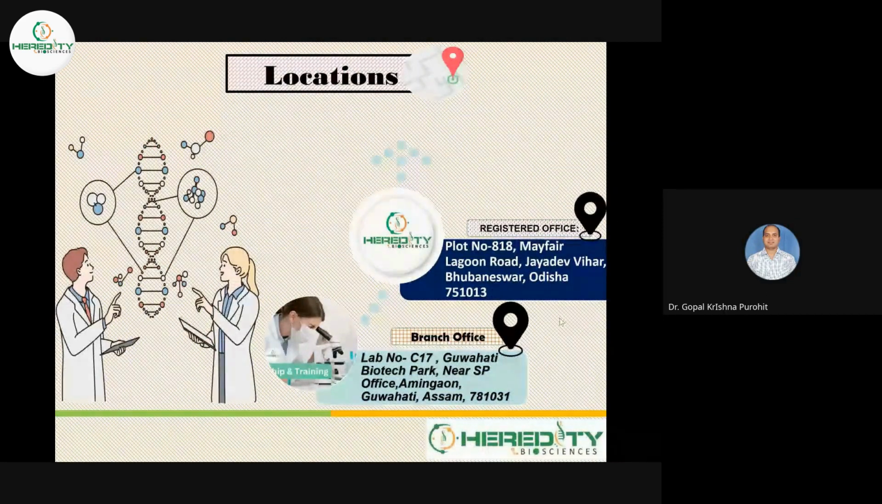Heredity Biosciences extends to multiple locations. Our primary location is on Mayapur Lagoon Road in Bhubaneswar, and our new branch in Guwahati, Assam, was inaugurated last year. This expansion is a significant milestone symbolizing the progress of our growth, not only in capability but also opening our door for valuable collaboration with local institutions, professionals, and scientists. We are genuinely excited about the potential growth and meaningful contribution to advancing the life sciences field.